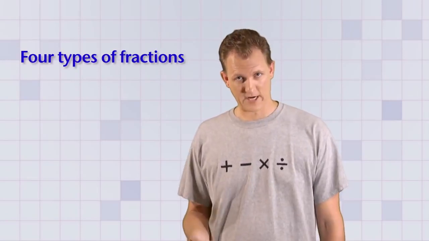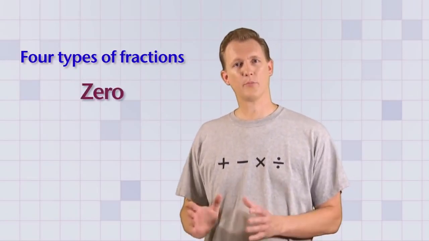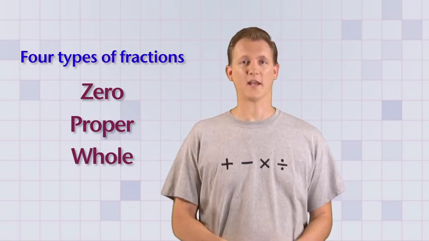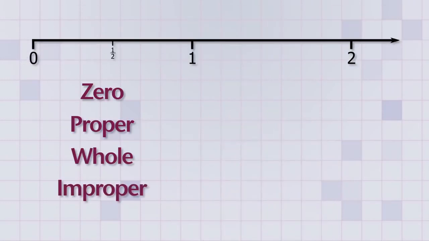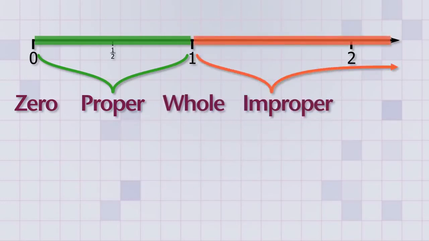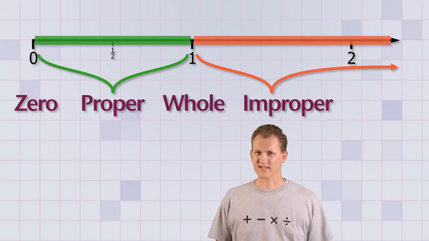All right, these rules show that we have 4 main types of fractions. We have zero fractions, proper fractions, whole fractions, and improper fractions. Knowing that these main types are in order from smallest to largest on the number line allows you to do some very simple comparisons between the 4 types of fractions. That's because we know that a zero fraction is always less than a proper fraction, and a proper fraction is always less than a whole fraction, and a whole fraction is always less than an improper fraction. Let's do a few comparisons to get the hang of it.